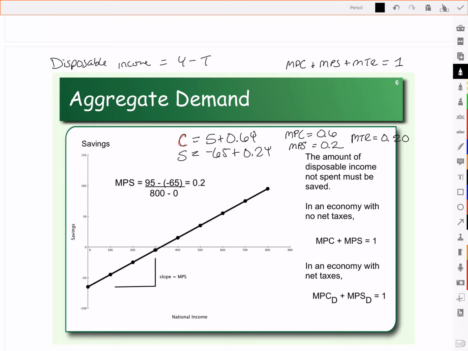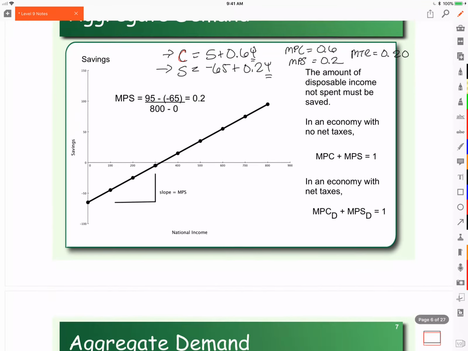So we can actually find a new formula for the consumption function and a new formula for the savings function that instead of being dependent on income, are instead dependent on disposable income. We'll call that Y sub D. So we can look at what are we doing with our income after net taxes. So let's take a look at that.